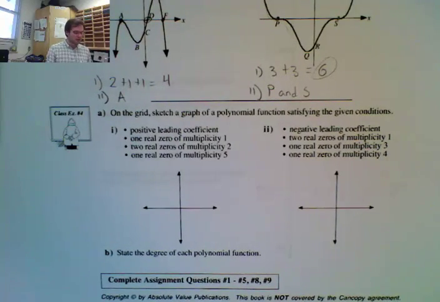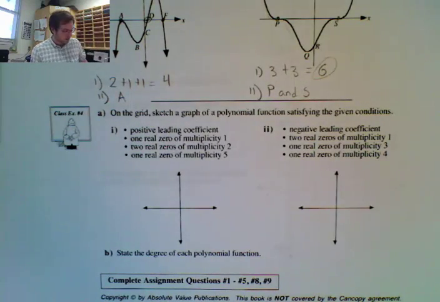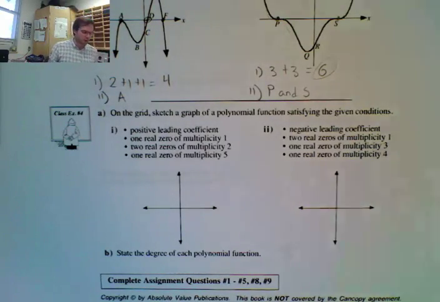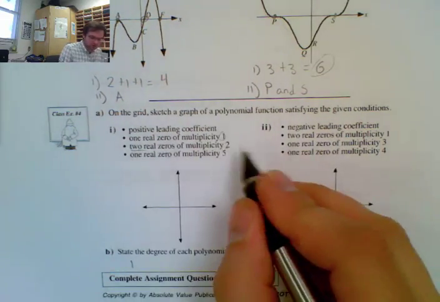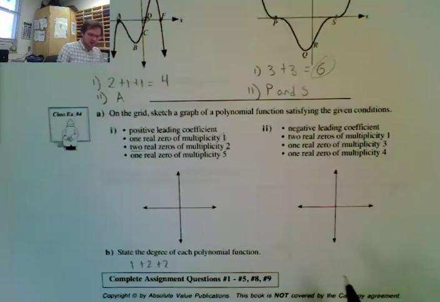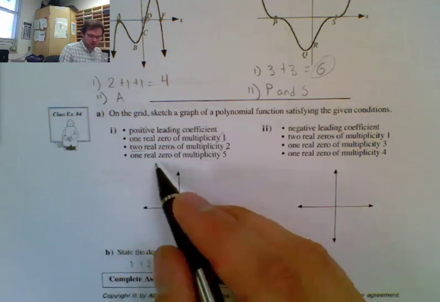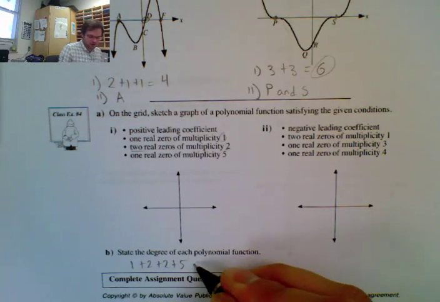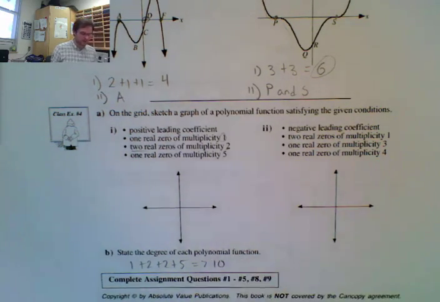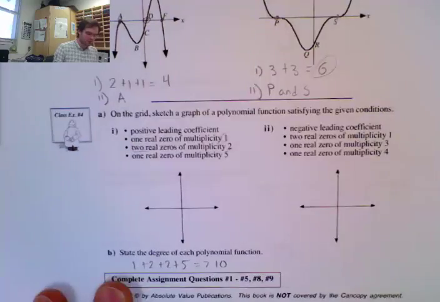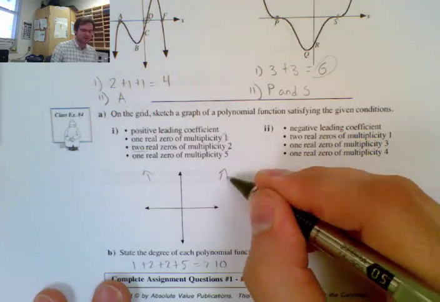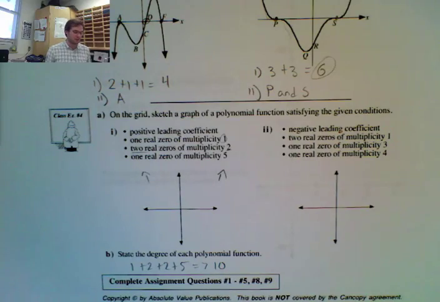It says, on the grid, sketch a graph of the polynomial function satisfying the given conditions. So first thing I want to do whenever I sketch, I want to know where I'm coming from and where I'm going. So I'm going to figure out what my degree is. Here I have a 1, and then I have 2 real roots of multiplicity 2, plus 2 plus 2. And then I have one real zero of multiplicity 5, so plus 5. So I know I'm degree 10. And it is a positive leading coefficient. So it's even, positive, that's going to be kind of like a happy face, so I'm going to start up here and end here.